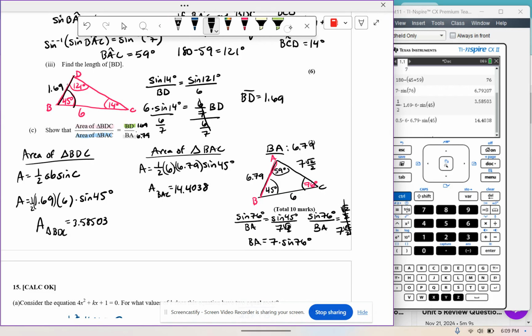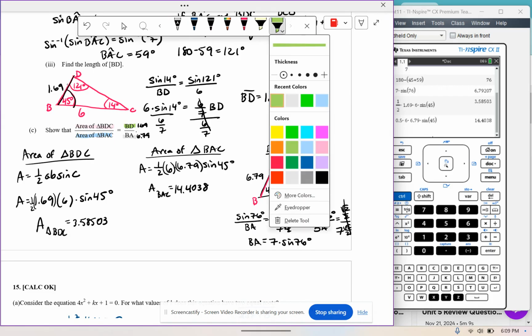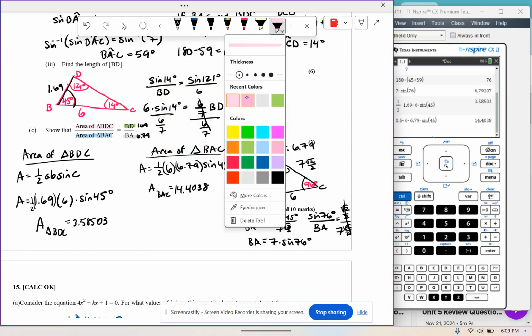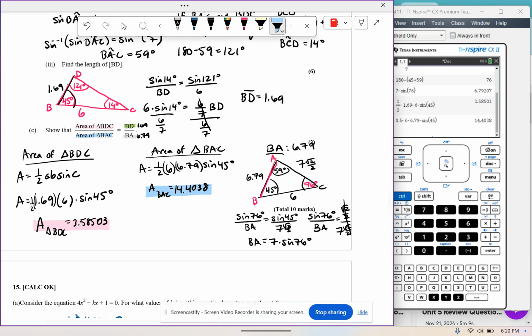Okay, so let's make sure we put everything in the right spot. BD and BA are already all set up, so let's put the pink in the right spot. So that's going to be BDC, so that's that, and then the blue one, that's that. Okay, so this is where everything's going to go. I've got the area of BDC, so that's 3.58503 divided by 14.4038, which is allegedly proportional to 1.69 over 6.79.